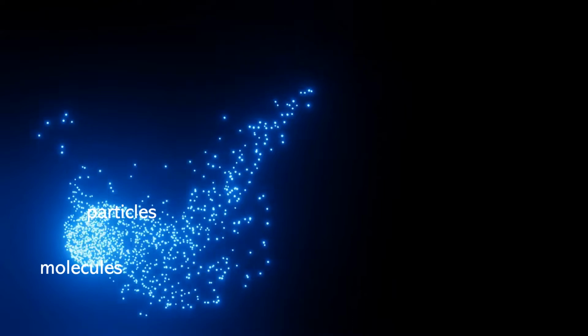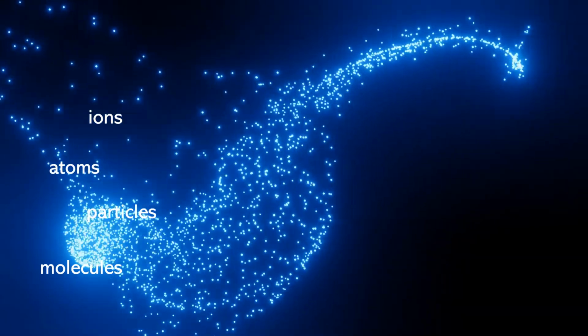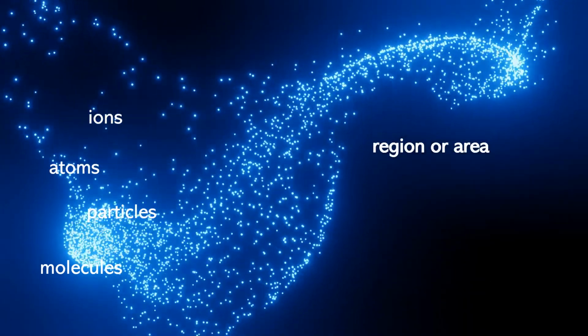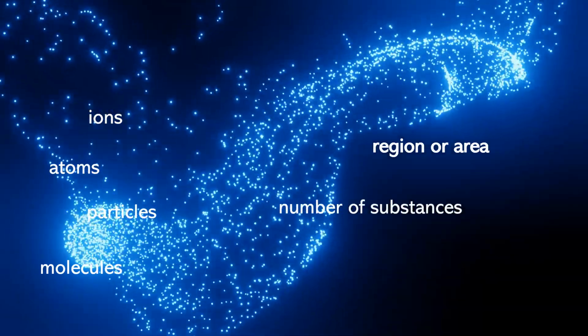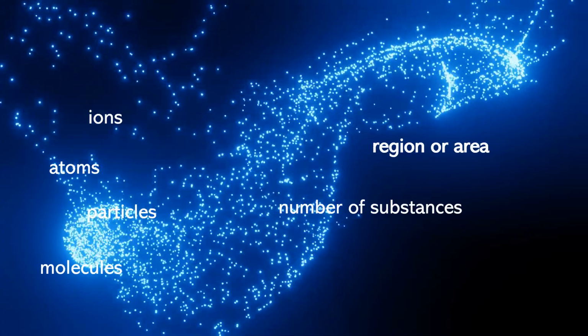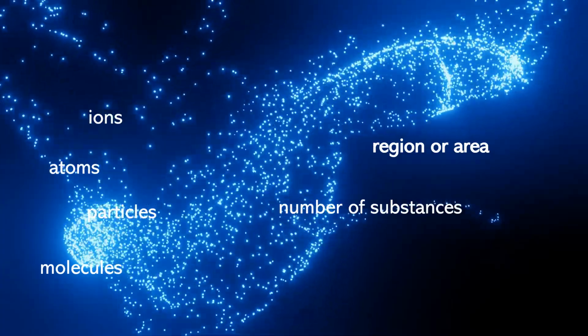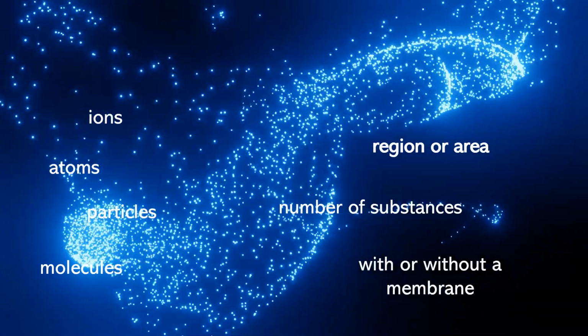Particles, molecules, atoms, and ions move from one region or area to another. These movements will depend on the number of these substances within the region. This area can be separated by a membrane or without a membrane.